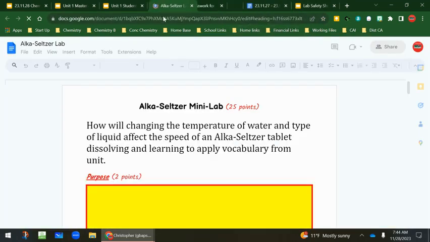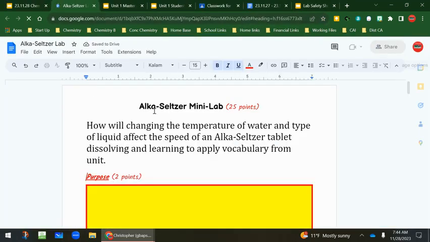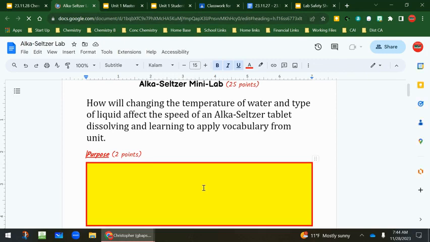So here's our lab, ladies and gentlemen, for today. I told you this the other day. Yellow boxes are things that you need to fill in. I'm going to grade this lab, and it's worth 25 points. The lab is going to be due tomorrow. You're going to work on it today.